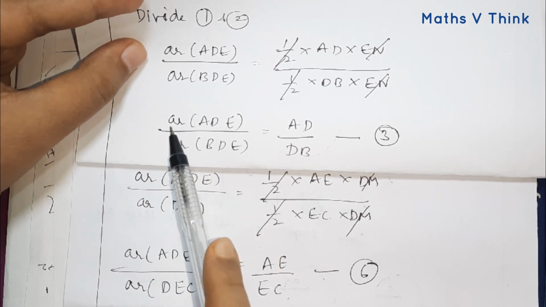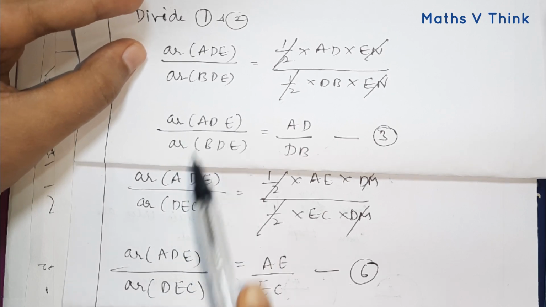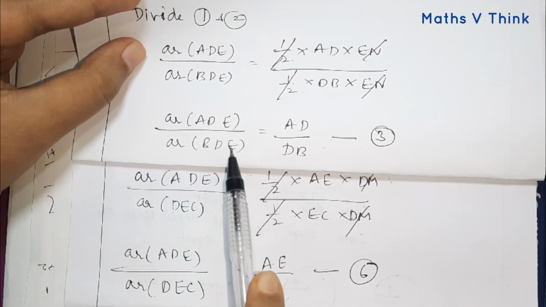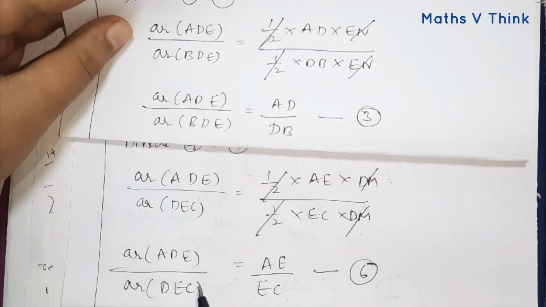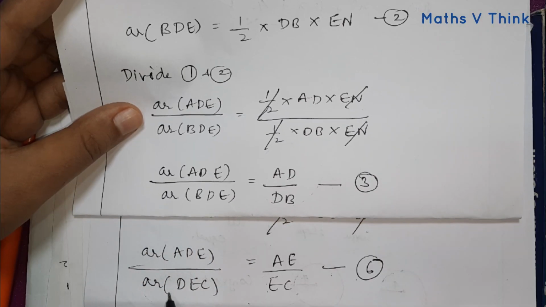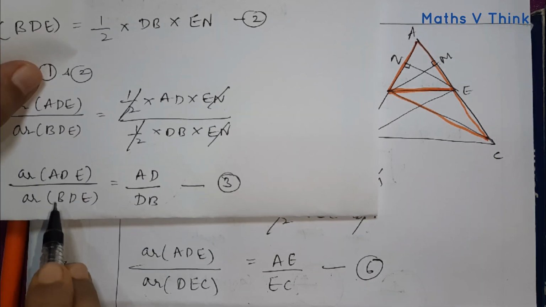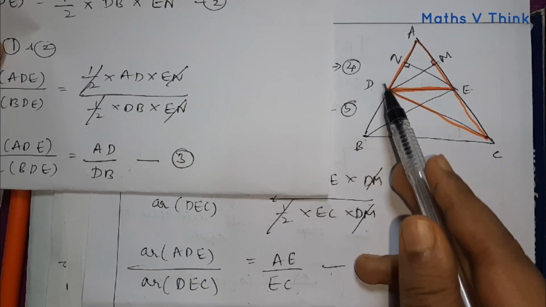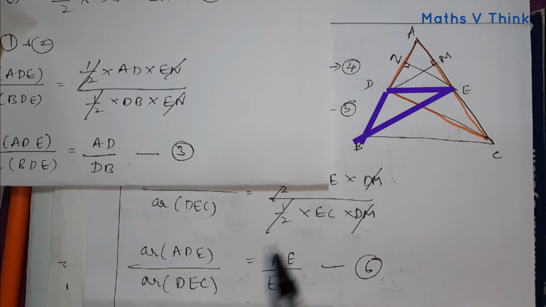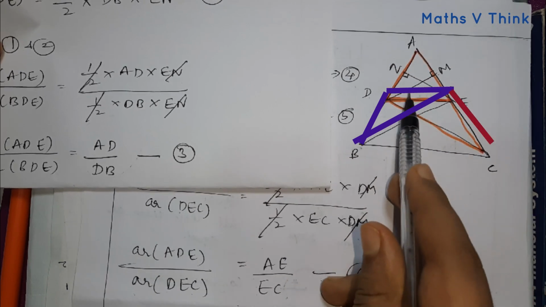You can see here it is area of ADE, here also area of ADE. Here it is area of BDE and area of DEC. These both are different in the equation. So we'll check in the diagram. BDE, this triangle, and DEC, this triangle.